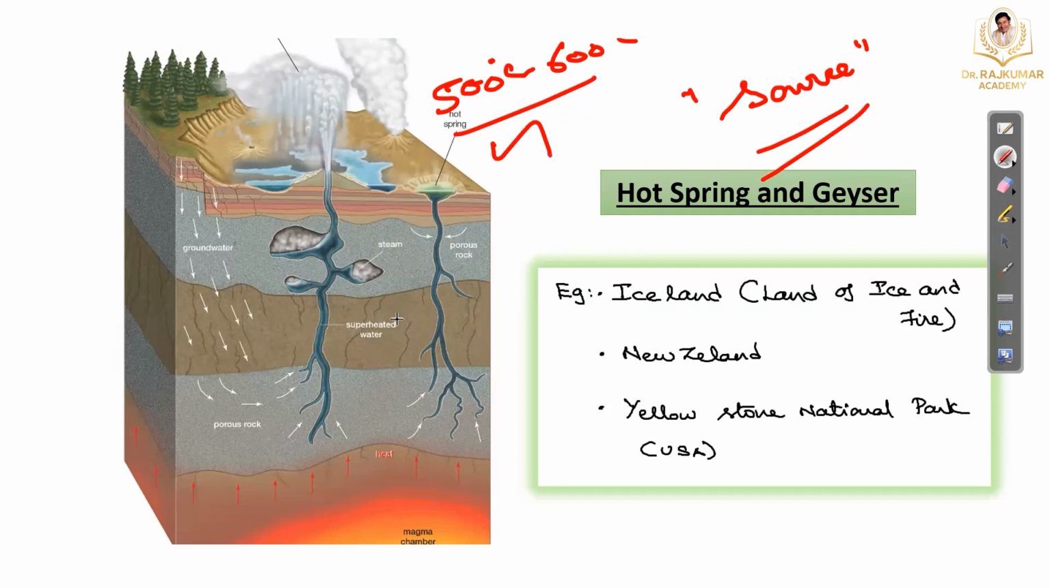Okay. So what happens when water comes into contact with this magma, which has a temperature of more than 500 to 600 degrees centigrade? What will happen to the water? Water will get superheated. Evaporation is different. Superheated in the sense water will be heated beyond the boiling point. You call them as what? Superheated. Once this water is superheated, obviously it will create plenty of steam, right?